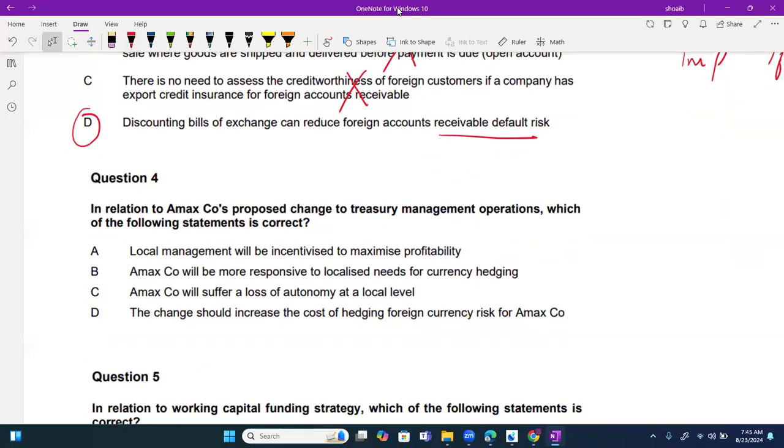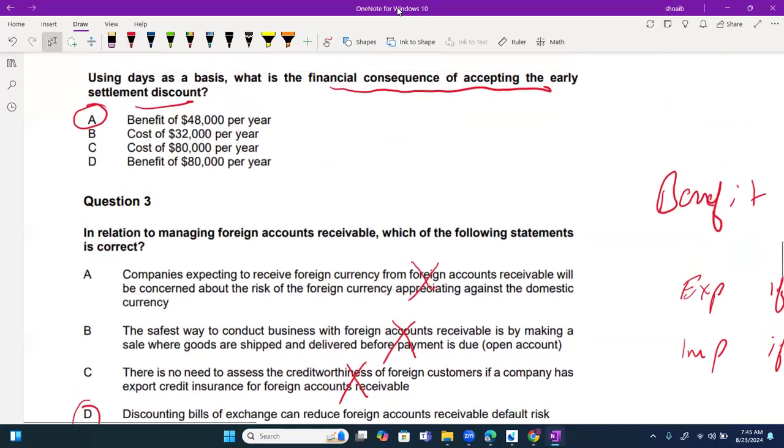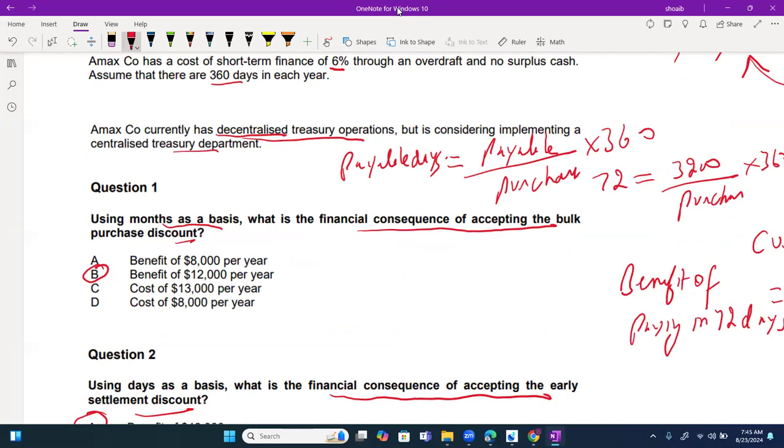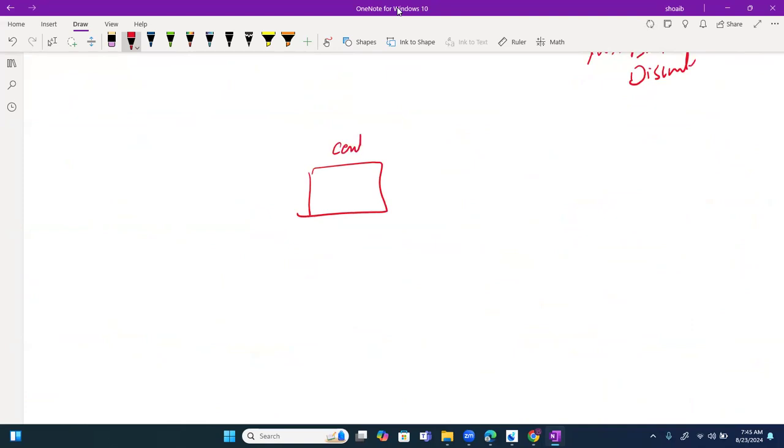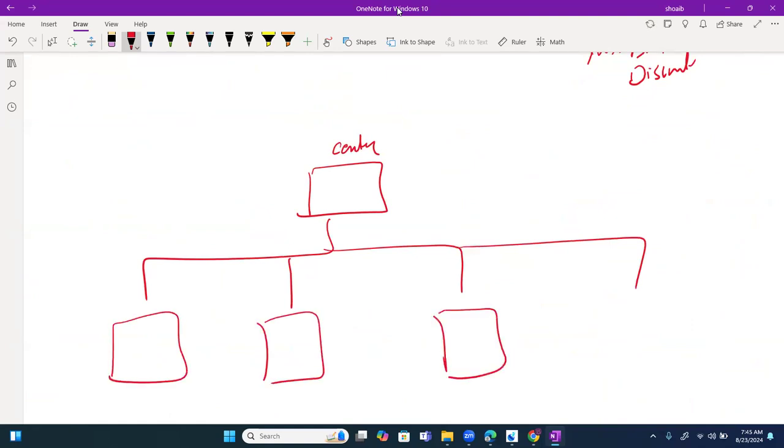Next is, in relation to the MS company's proposed change to the treasury management operation, which of the following statements is correct? Previously, you were doing decentralized. Decentralized means this is a center and you have different branches, 1, 2, 3, 4. If every branch is managing its own treasury, that is decentralization. If all the work of treasury is managed by the center or the head office, that is centralized treasury function. So what is the benefit of centralized treasury function? It will save cost.